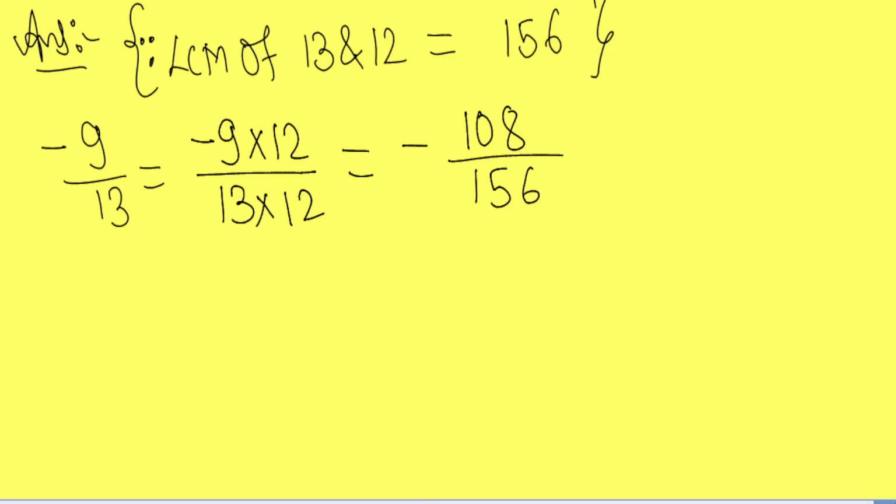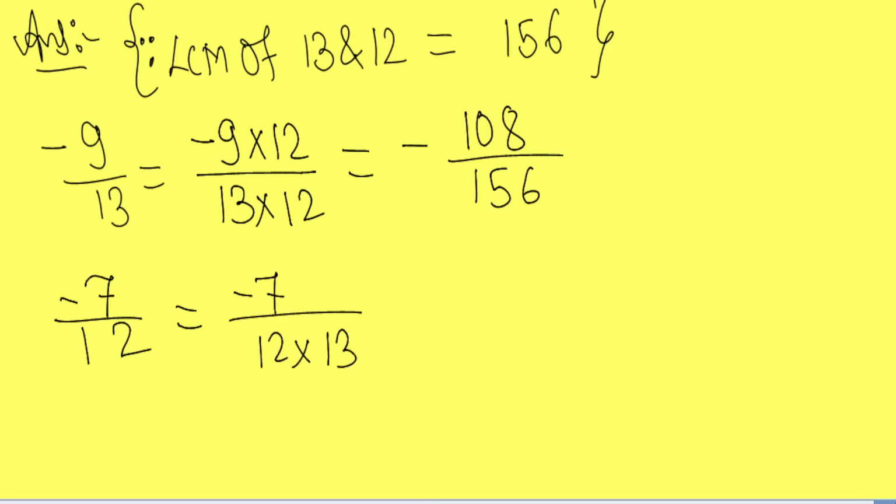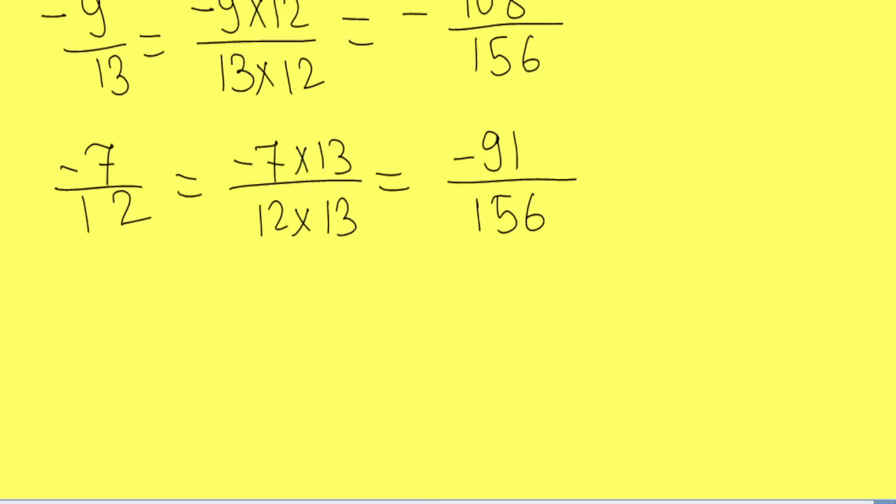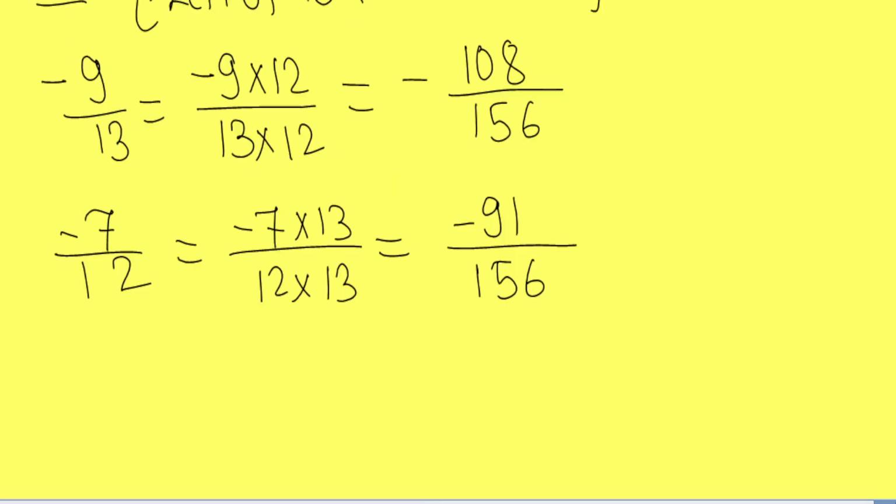So the answer is -108/156. Next rational number is -7/12. So what will we multiply with 12 to get 156? 13. So we multiply 13 in both numerator and denominator. In the numerator we get 13 multiplied by 7, which is 91. So -91/156. Now you can clearly see that both rational numbers have been converted into a form where both have the same denominator, 156.